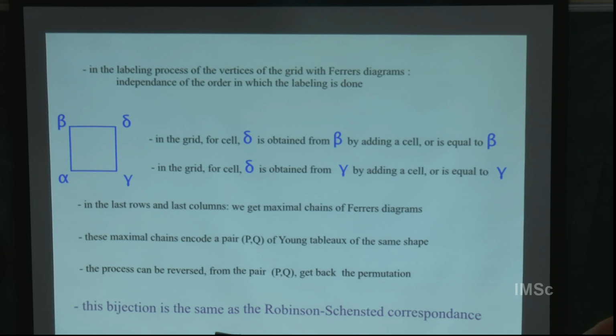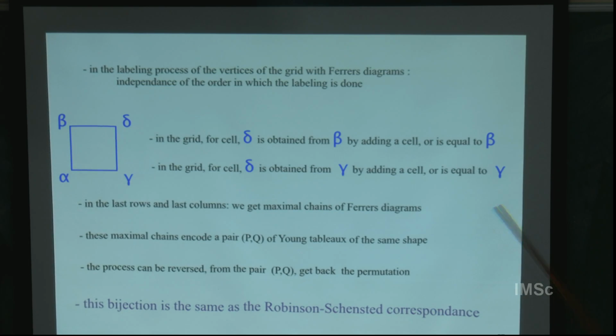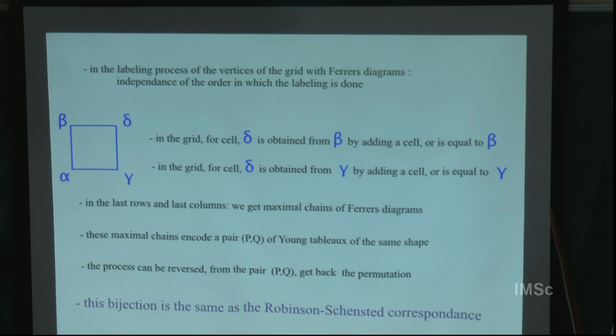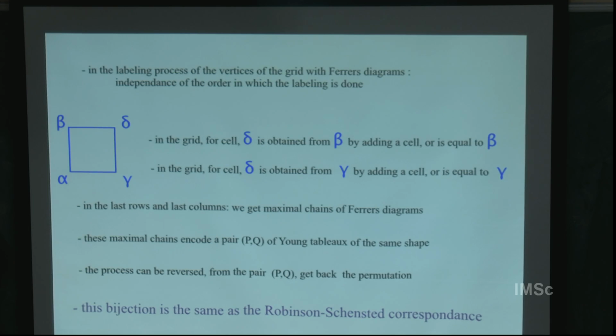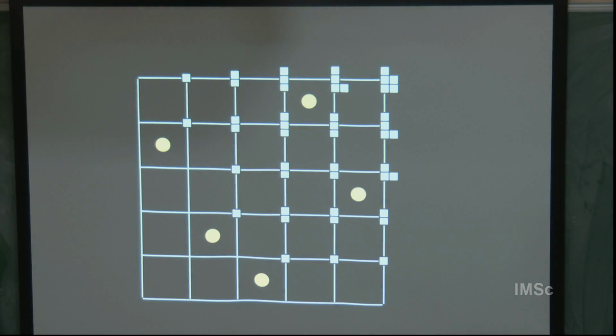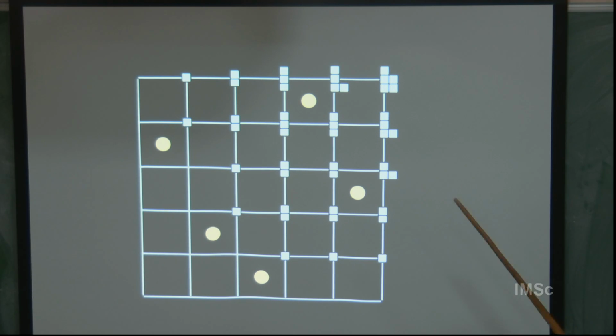Another fact: this bijection is the same as the Robinson-Schensted correspondence. I will prove that they are the same algorithm. So here is a full picture.